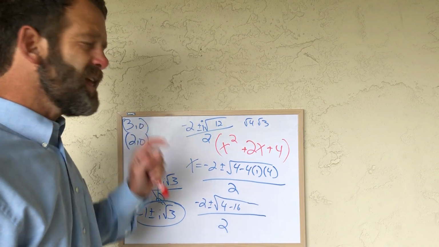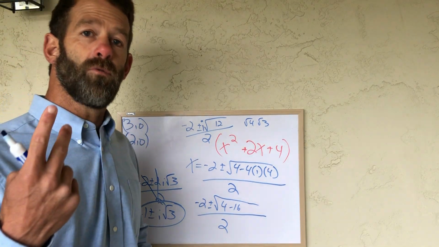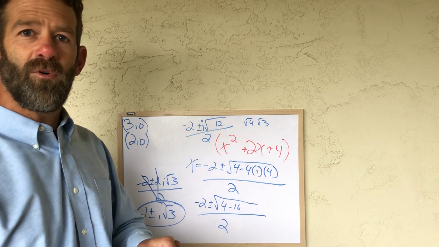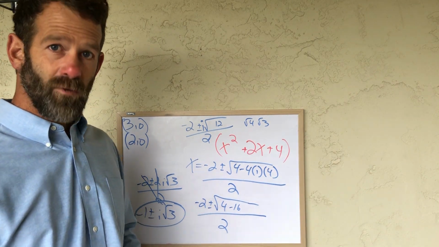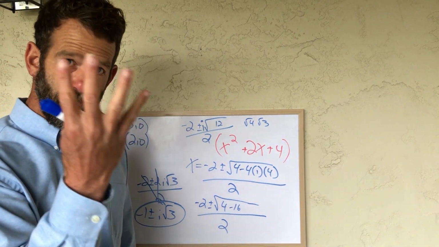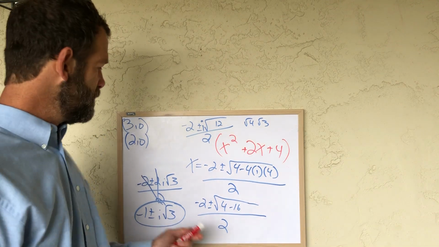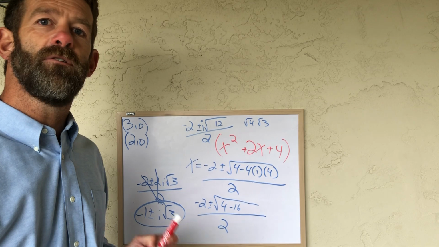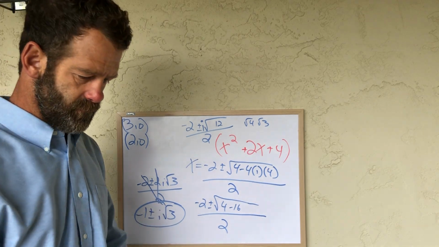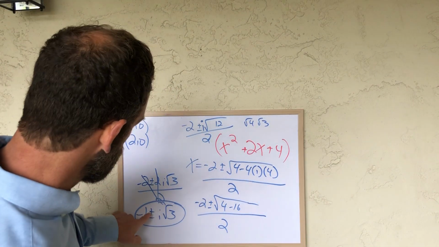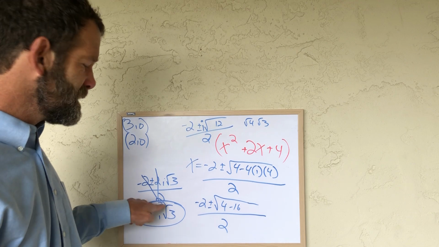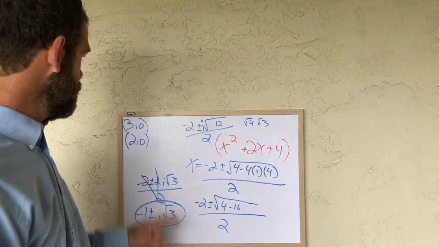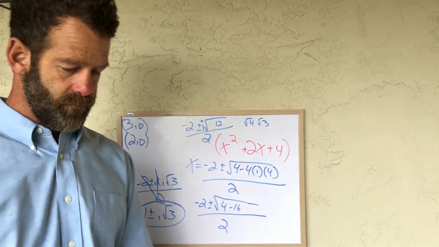So the original polynomial, I told you it had 4 solutions. However, you just found out that 2 of these are real, 2 of these are non-real solutions. So your 2 non-real solutions are negative 1 plus i root 3, negative 1 minus i root 3, and then also 3 comma 0, 2 comma 0.